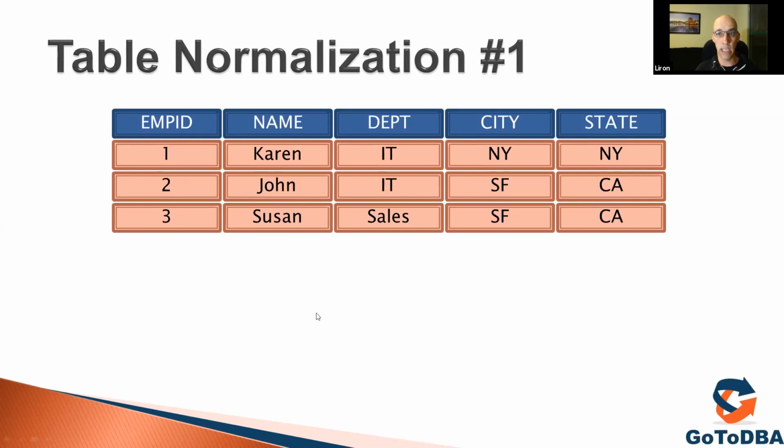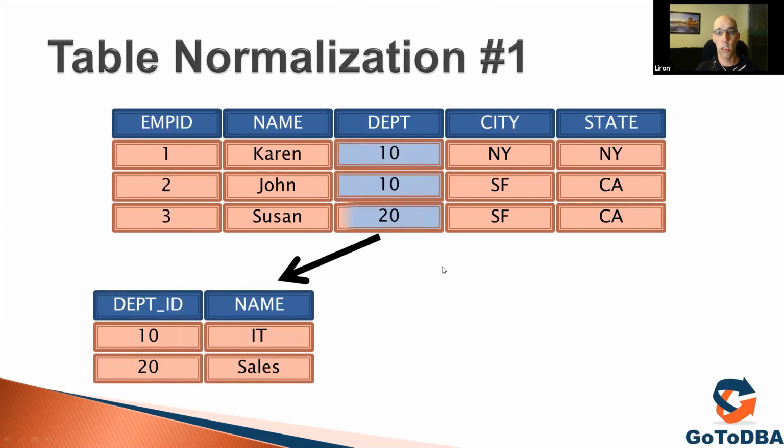So instead of having the text here, IT and sales, we'll just create a new table called departments, and then we'll have a sort of pointer from the employee table to the department. Now that the department is an entity, we can add more information, for example, the location of the department and the manager of the department, and it makes sense to separate that into different tables. And we can do the same with the city and state.